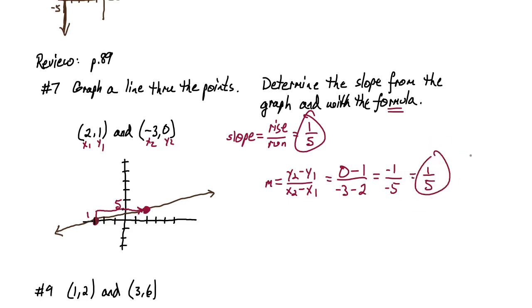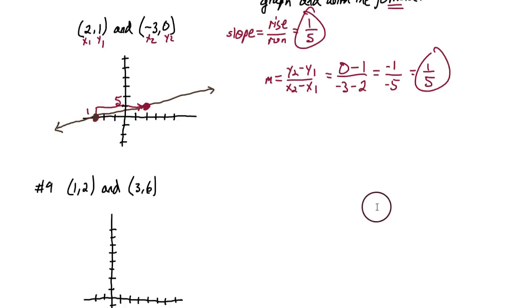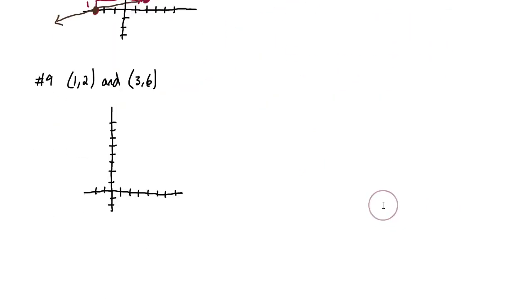We can find the slope of a line from its graph, or we can find the slope of a line with the formula. Number 9 has the same directions, so let's first make the graph. (1, 2) is over 1 and up 2, and (3, 6) is over 3 and up 6. 1, 2, 3, 4, 5, 6. Draw a line through those dots.